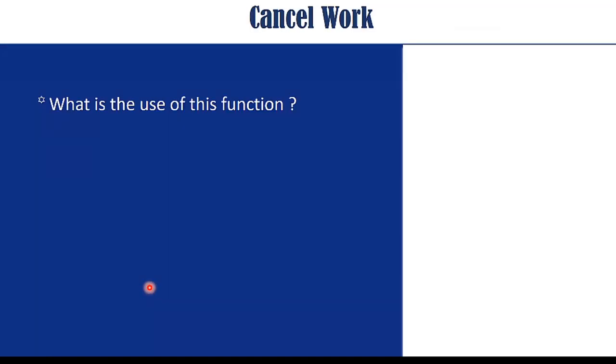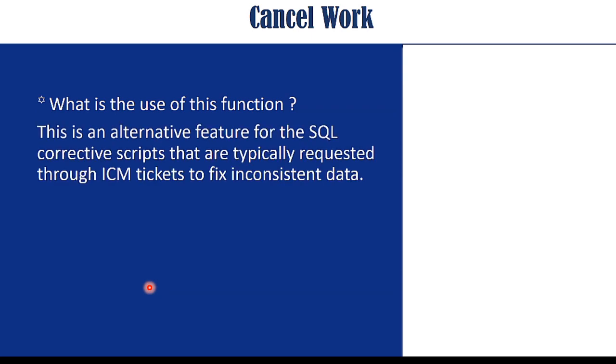So let's talk about cancel work. What does cancel work do? This is an alternative feature in the system to the SQL corrective scripts. Usually you'll create a work. Let me explain what a work is. Work is what we use to track activities in the system relating to incoming and outgoing goods. You might have inbound or outbound operations, and all these operations are handled through work items.